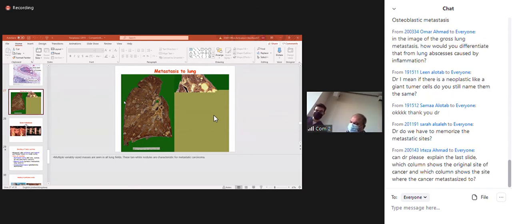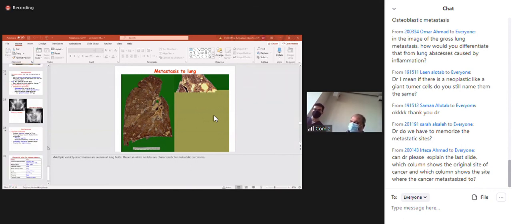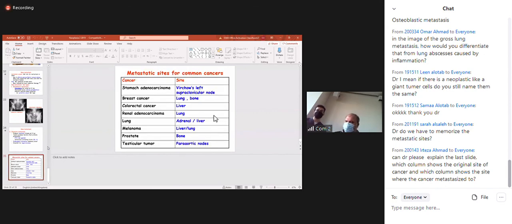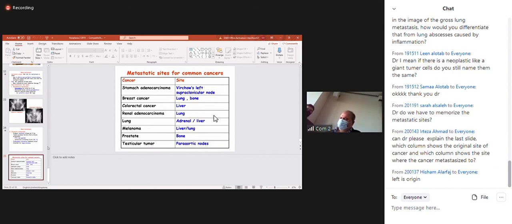Can the doctor please explain the last slide, which column shows the original site of the cancer? Right. I mean, like I said, it is just for your own information, to show you that, for example, with stomach adenocarcinoma, the left supraclavicular node is one of the classic kinds of metastasis in medicine. If you are suspecting a patient with gastric adenocarcinoma, this is one of the first areas that you will examine, the left supraclavicular fossa, to look for this lymph node. And the same thing applies, for example, to renal adenocarcinoma or to the prostate. Again, it is just for your own information. You don't need to memorize that.